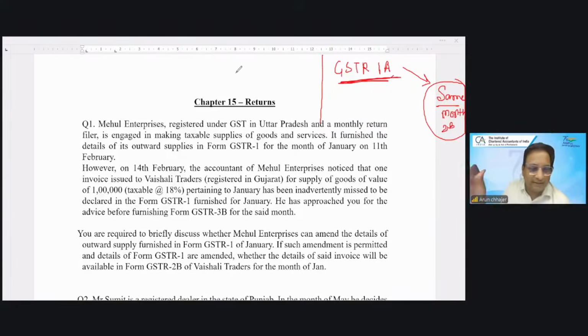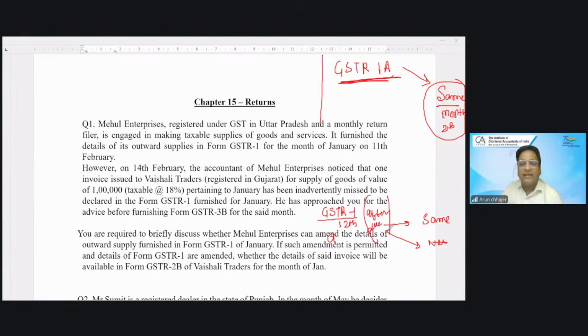Okay, tell me one more thing. I'm asking a different question. If the GSTR 1 for the month of January is filed on 12th Jan, will it appear in the same 2B or in the next 2B? After the due date. If GSTR 1 is being filed after the due date, then the corresponding ITC would appear in the same 2B or next 2B? Next 2B.